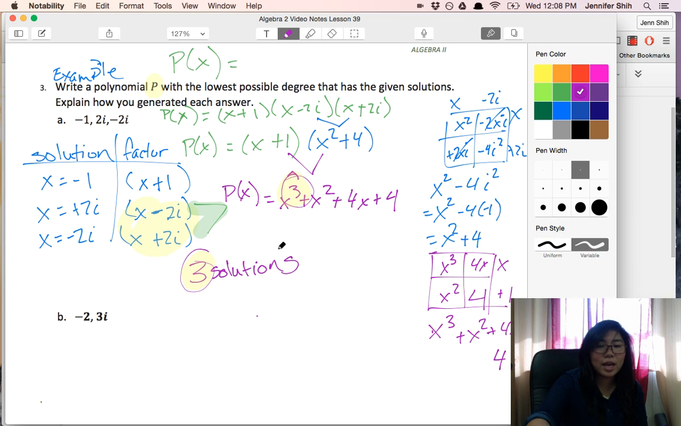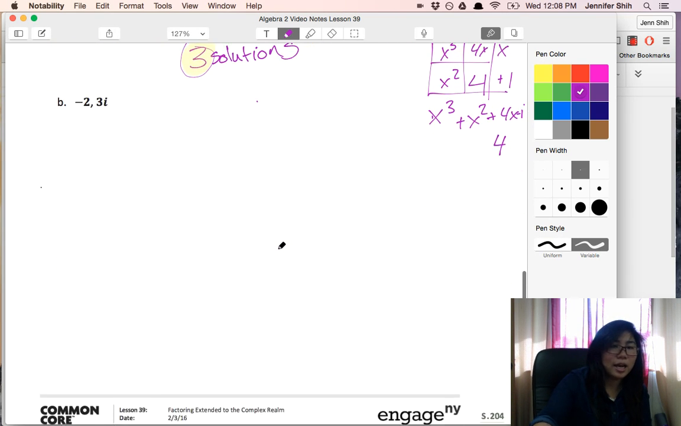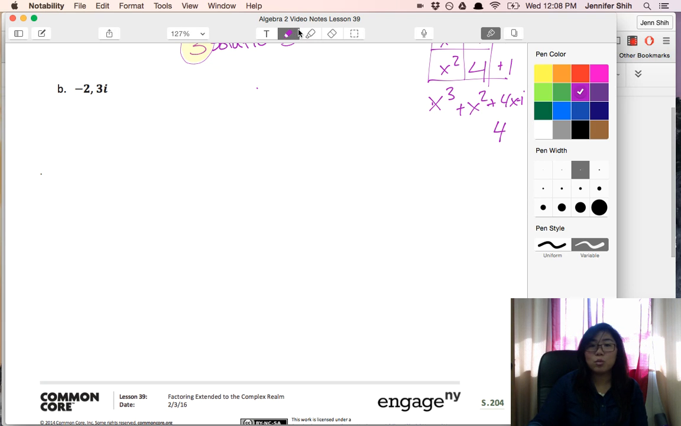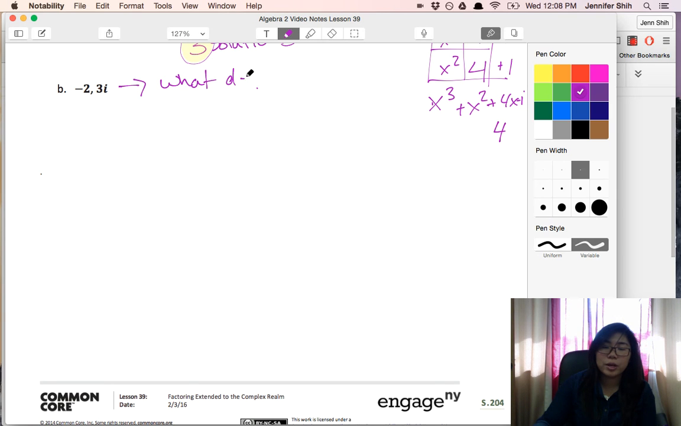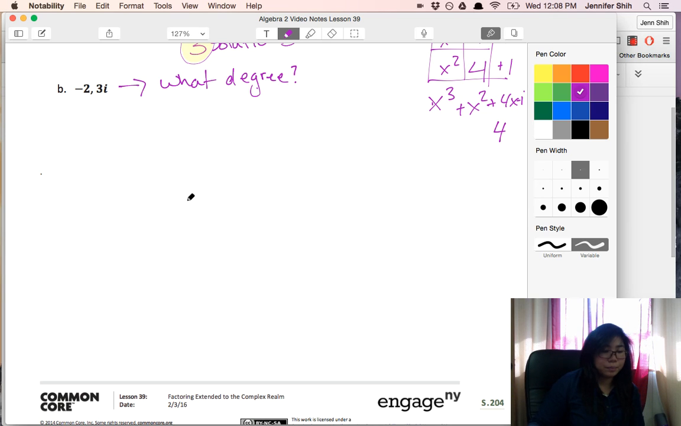Okay, given that, let's practice this again. And now we have 2 solutions. So what do you think? I want you to predict right now how many solutions, or what degree? What degree do you think this is? We have 2 solutions. Let's do our t-chart again.